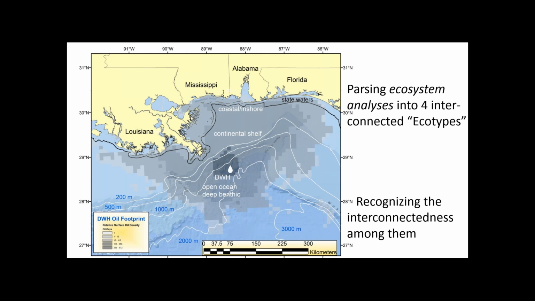Now, that's not the proper use of the word ecotype, but nevertheless, the notion is that these are sub-ecosystems that we can try to explain some of the dynamics of what is going on, recognizing that all of these ecotypes are actually interconnected. And so for the sake of argument, my colleagues and I have parsed up the impacts in the northern Gulf of Mexico into 4 of these so-called ecotypes: coastal inshore, the continental shelf, the open ocean, that is primarily the water column, and then the deep benthic impacts.